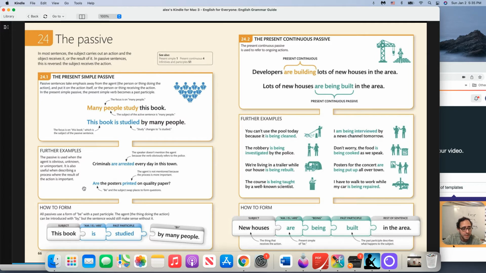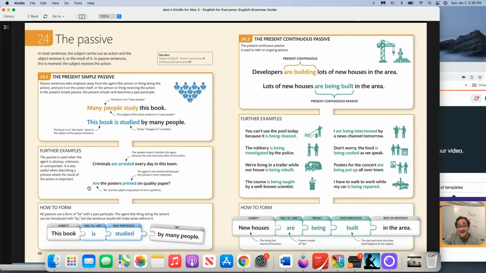Are arrested. Are the posters printed on quality paper? Now we're asking a question in the passive. The posters are the things that are printed. They're the direct object, but we're making them the main question, and are is going to move to the beginning because to be works this way. It moves to the beginning when you ask a question. Are the posters printed on quality paper?